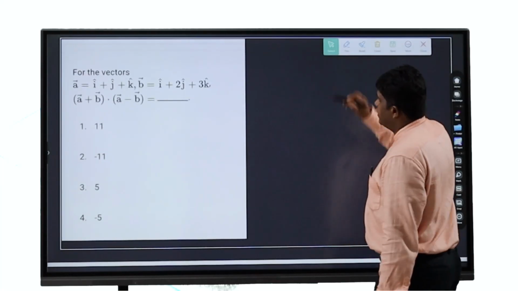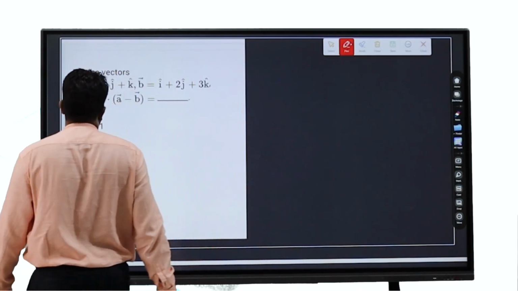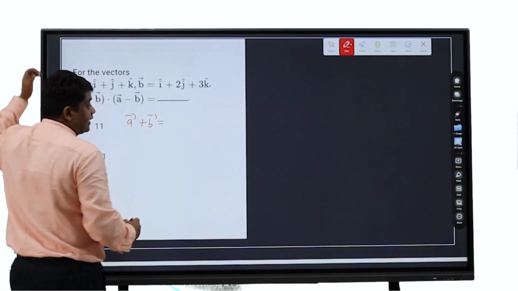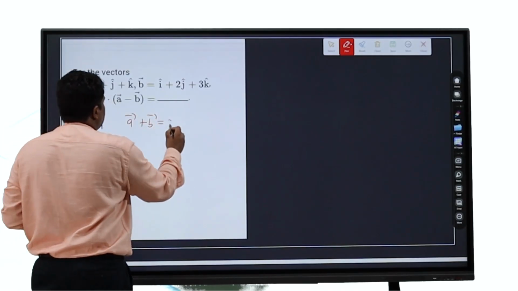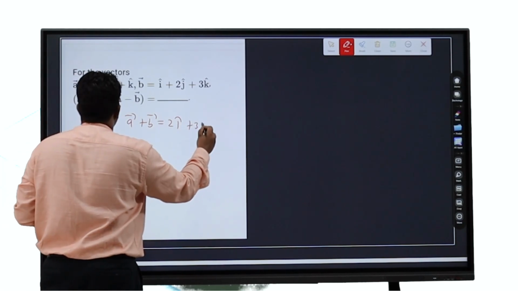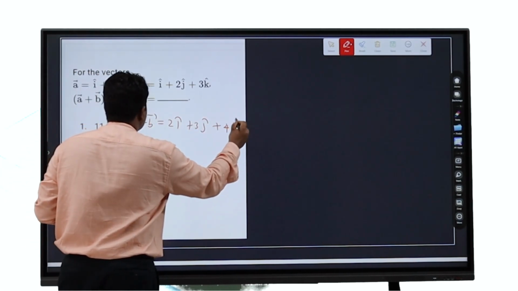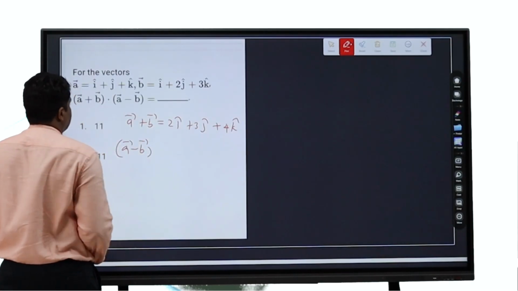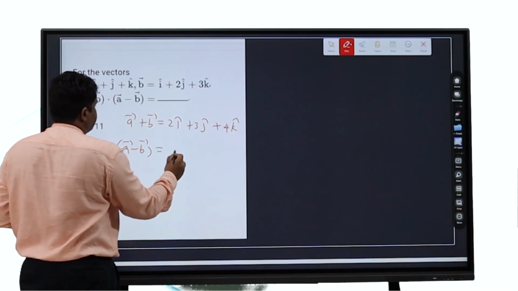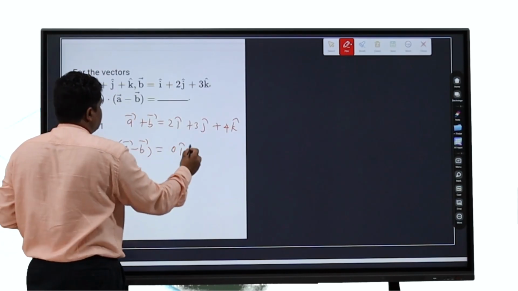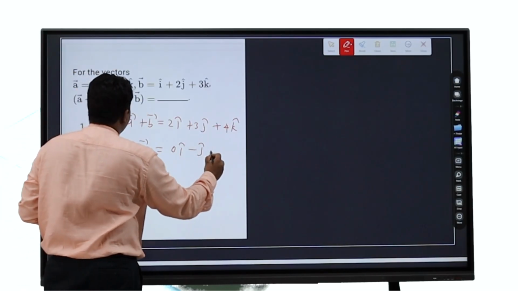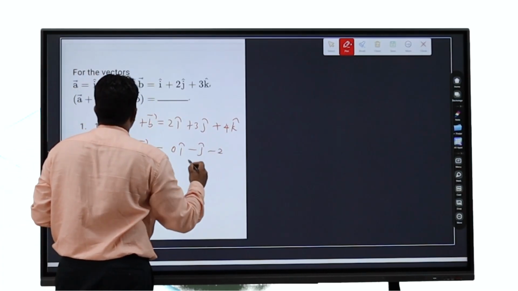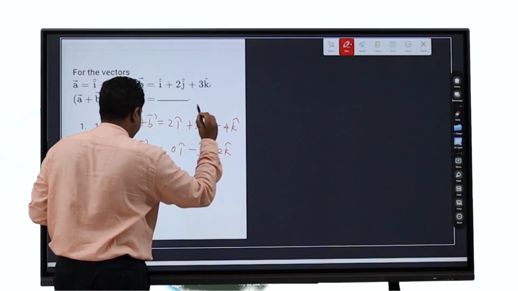For the given vectors A and B, find A plus B dot A minus B. What is A plus B? The vector A plus B is obtained by adding the scalar components: I plus I is 2I, J plus 2J is 3J, K plus 3K is 4K. This is A plus B. Then what is A minus B? A minus B is I minus I, 0I, J minus 2J is minus J, K minus 3K is minus 2K.